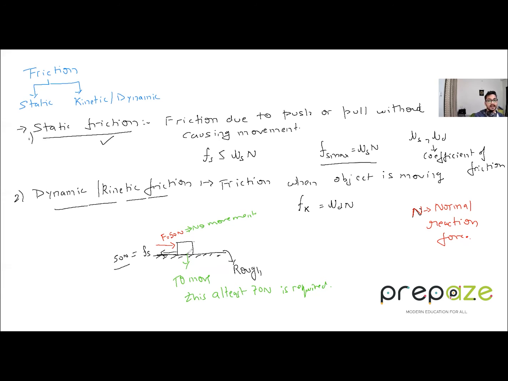Clear? Okay. Now what is this 70 Newton? How does this come about? This is basically called the Fs max value. That is the minimum value of the force which is required to overcome the friction.